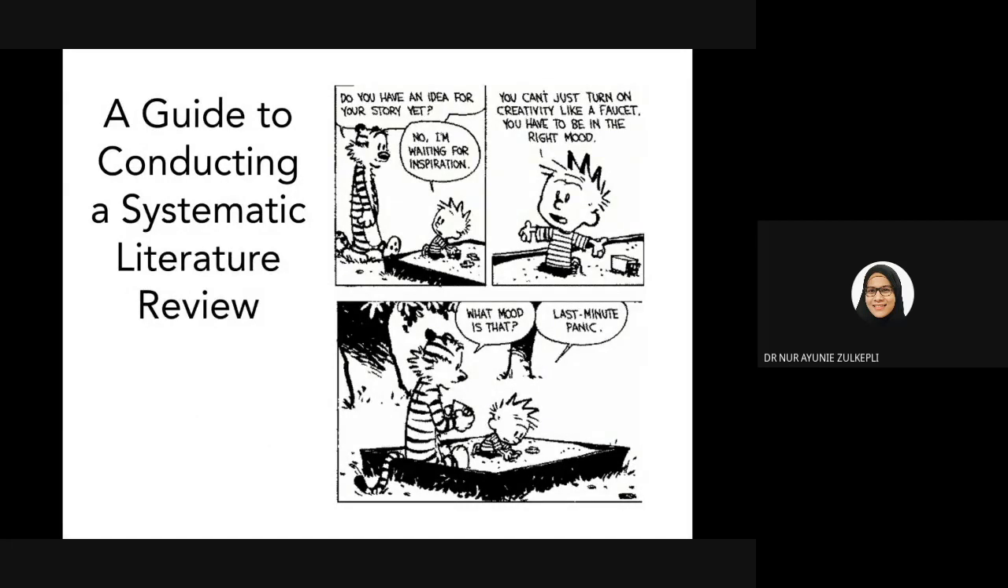Okay, so here I will provide you a guidance for conducting a systematic literature review so that you will not have a last minute panic like this little guy.